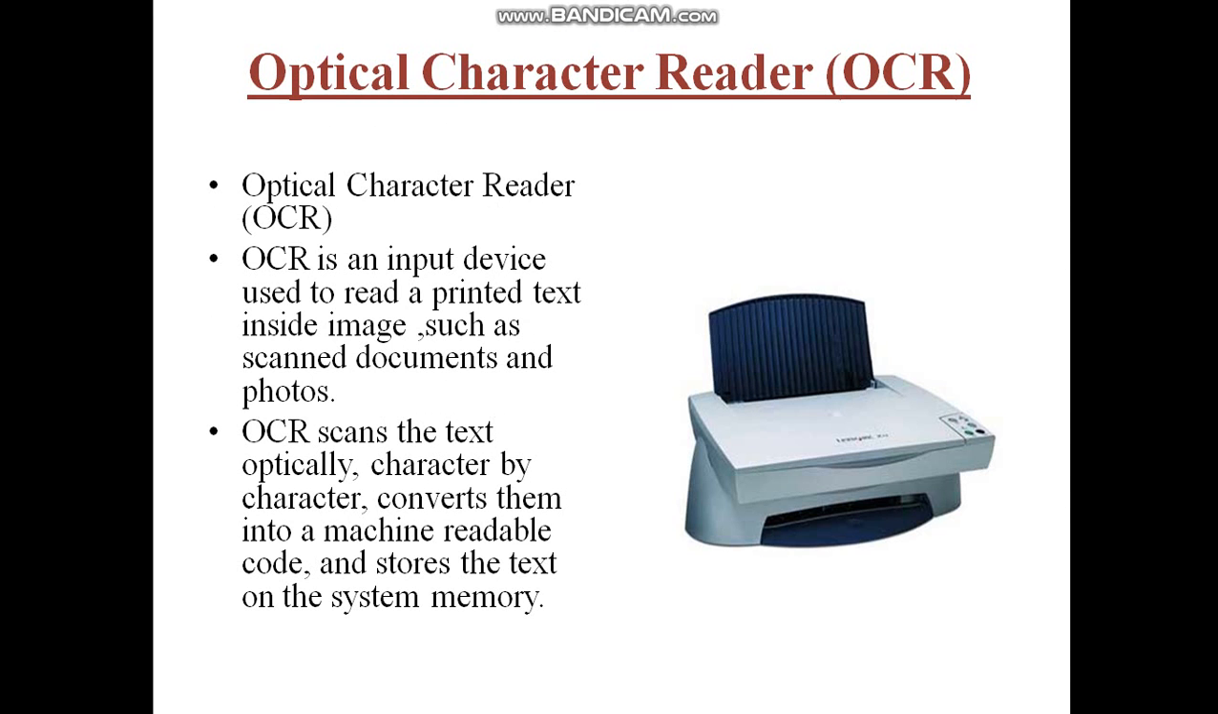Next input device is an optical character reader. Optical character reader, OCR, is an input device used to read printed text inside images such as scanned documents and photos. Basically, it reads printed text. OCR scans the text optically and works the same as a scanner. It scans the text optically, character by character, converts it into machine readable code and stores the text in the system memory. Using a scanner, your file is saved on your hard disk; same as OCR, it stores the text in the system memory. It reads the characters.